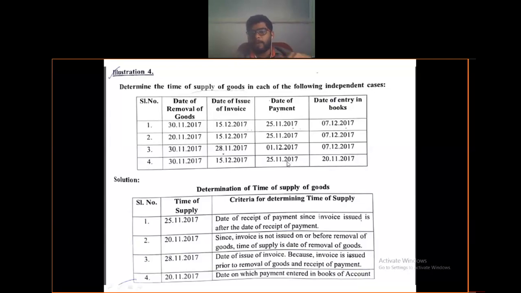Payment was made after 5 days. On 20th November it was shown in the books of account, but payment was made on 25th November 2017, and invoice is issued later, so the time of supply is the date of entry in the books of account, that is 20th November 2017.